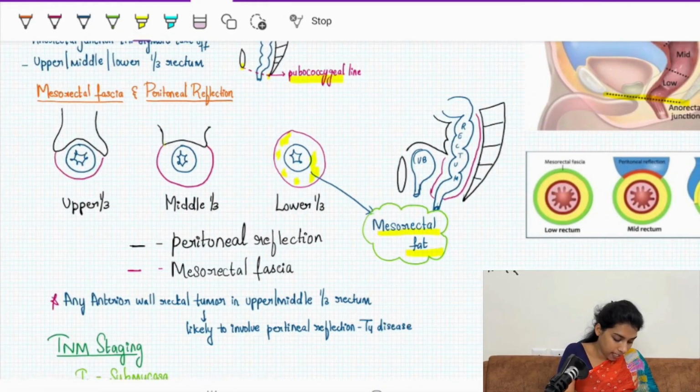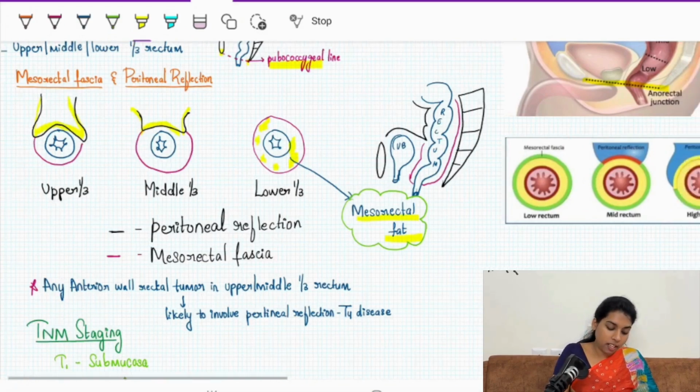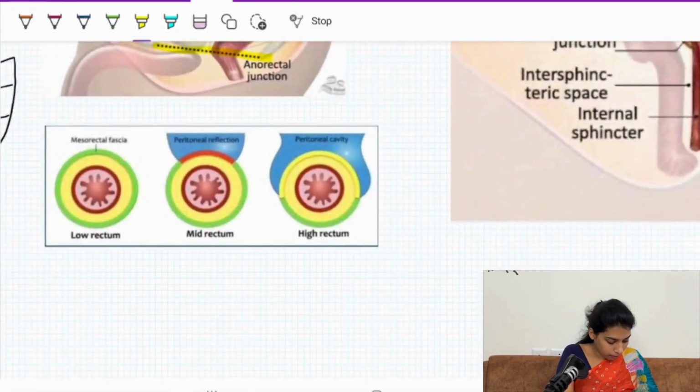In its anterior aspect, it is surrounded by peritoneal reflection directly, and upper one third of the rectum in its anterior and lateral aspect is surrounded by the peritoneal reflection. So we can see in this image as well, where we can see that the lower rectum is completely surrounded by the mesorectal fascia. However, the mid rectum in the anterior aspect is surrounded by the peritoneal reflection, and in the upper one third of the rectum, the anterolateral part is surrounded by the peritoneal reflection.